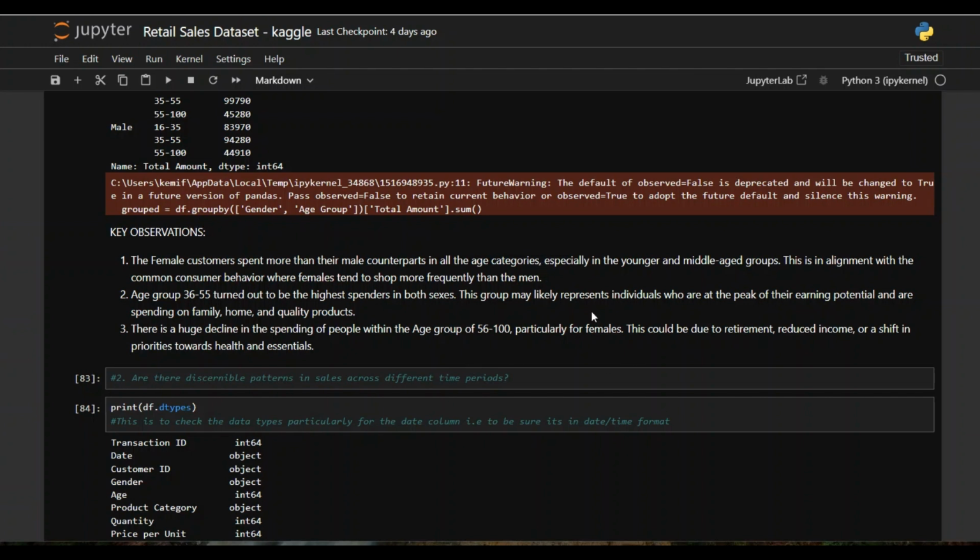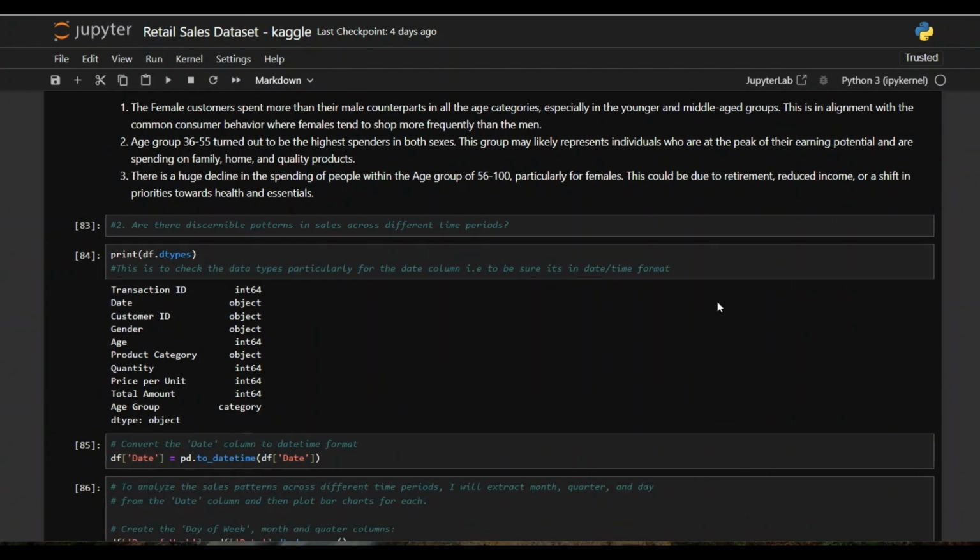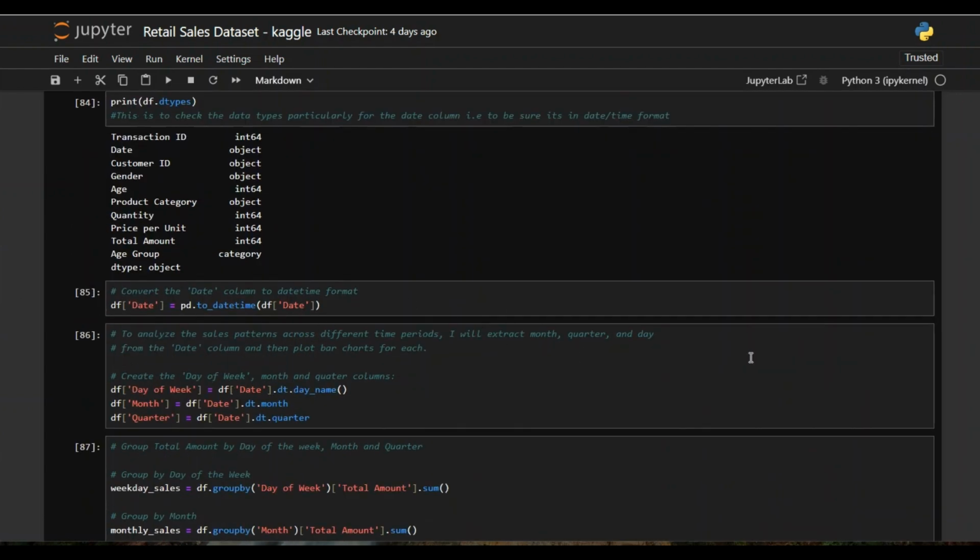And then now we look at the pattern of sales across different time periods. This data set is for a year, so I'm going to be looking at the weekly sales, the monthly sales, and the quarterly sales. But before that, I have to find out if my date column is in the datetime format. Which it is not. So I've changed it to datetime format here.